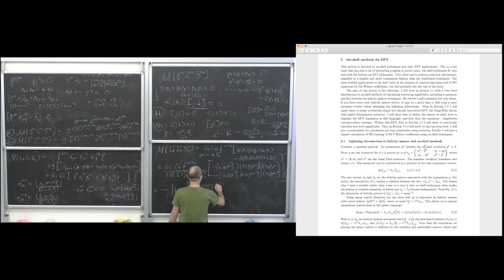angle bracket 1 2, 2 ζ, angle bracket 2 3, 3 ζ, angle bracket 3 1, 1 ζ, minus angle bracket 1 3, 3 ζ, angle bracket 2 1, 1 ζ, angle bracket 3 2, 2 ζ. Okay.